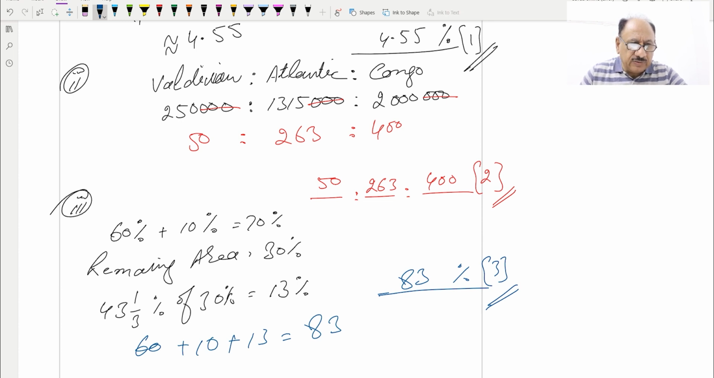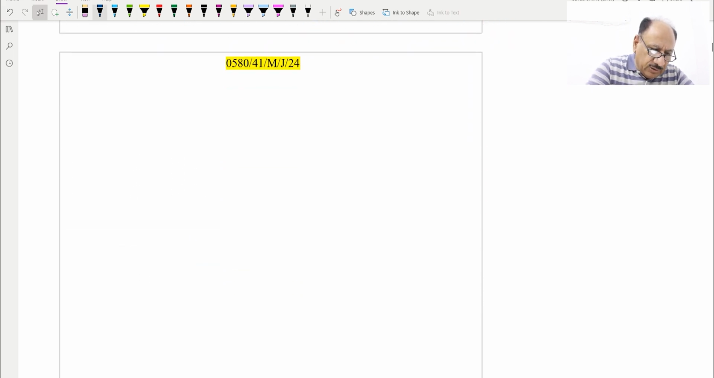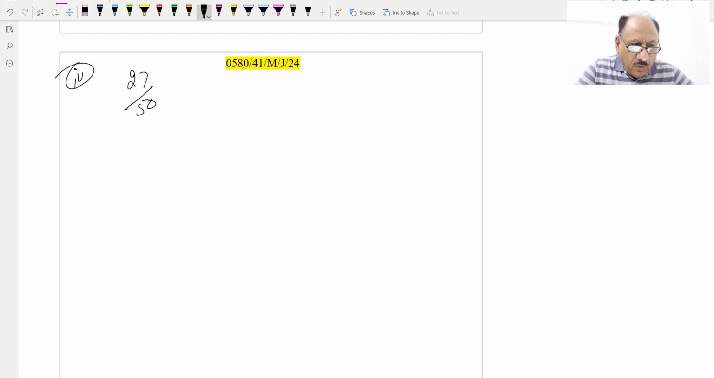The fourth part says, the area of Amazon. We can solve the fourth part over here. The area of the Amazon rainforest represents 27 by 50 of the total rainforest in the world. Calculate the total area of the rainforest of the world. Give your answer correct to the nearest 100,000 kilometers square.